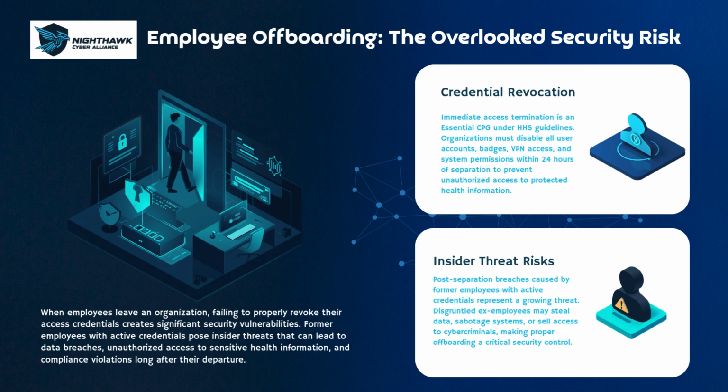Immediate access termination is an essential cybersecurity performance goal under HHS guidelines. Organizations must disable all user accounts, badges, VPN access, and system permissions within 24 hours of separation to prevent unauthorized access to protected health information. Proper offboarding is not an HR formality. It is a critical security control.